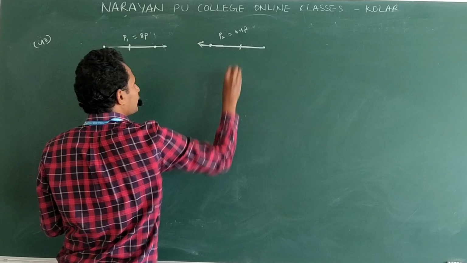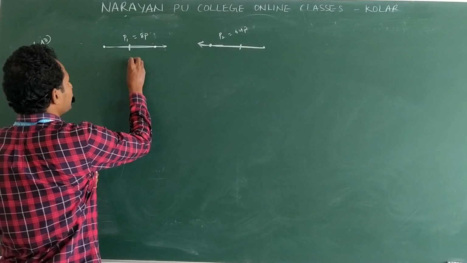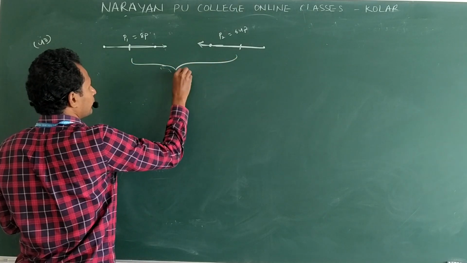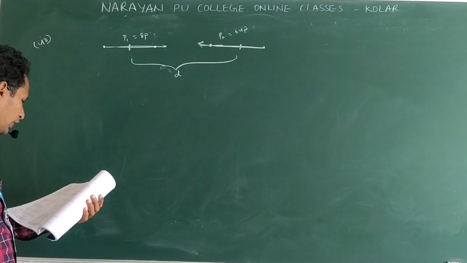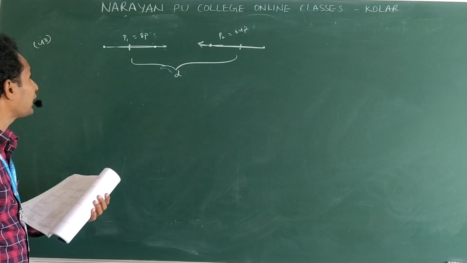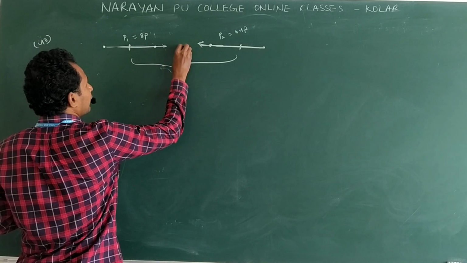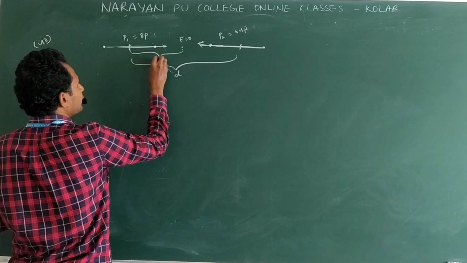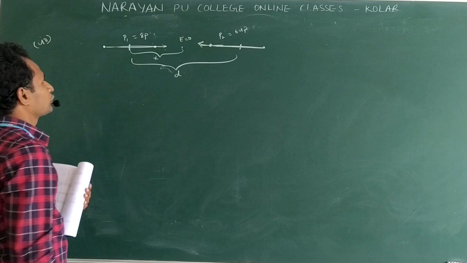Separation we always take from their centers. So the center to center separation they mention as d. And the electric field will be zero at a point between them at a distance x from 8p. From somewhere here, the electric field is 0. This distance they mentioned as x, and they are asking for the x value.